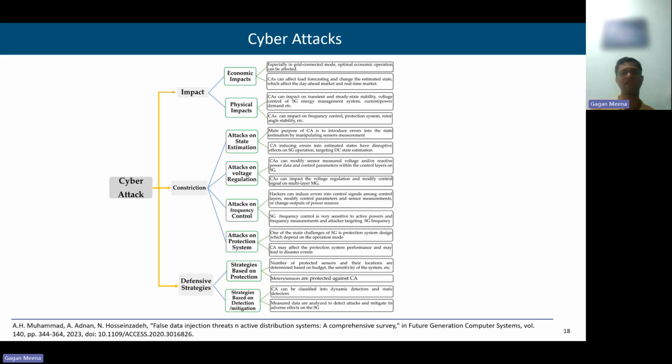Defensive strategies: we have strategies based on protection, and strategies based on detection or mitigation. In protection, the number of protected sensors and their locations are determined based on the budget, the sensitivity of the system, etc., and the meters and sensors are protected against cyber attack. Detection can be classified into dynamic detectors and static detectors. The measured data are analyzed to detect attacks and mitigate their adverse effect on the smart grid.